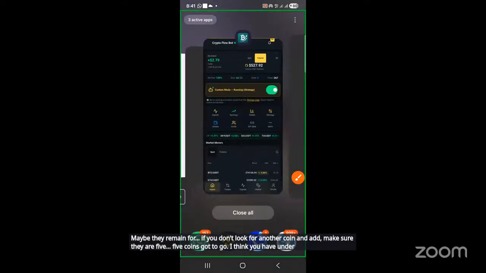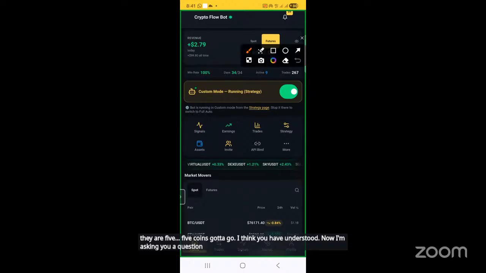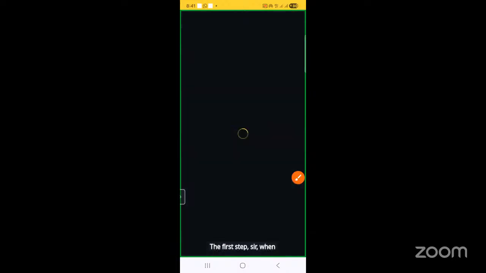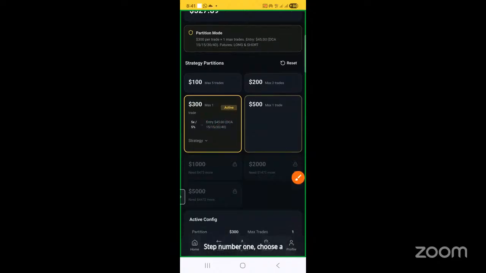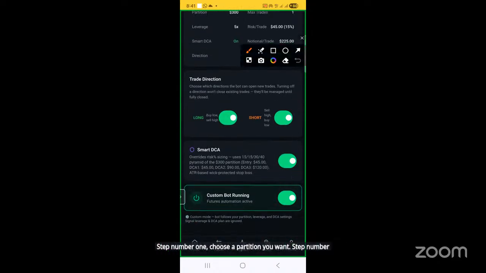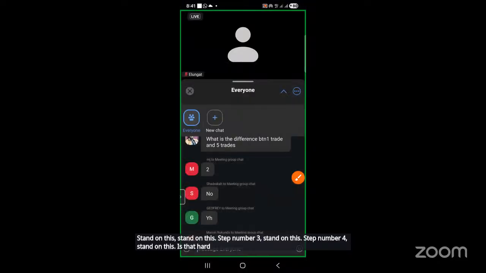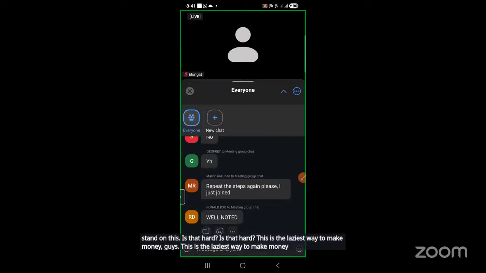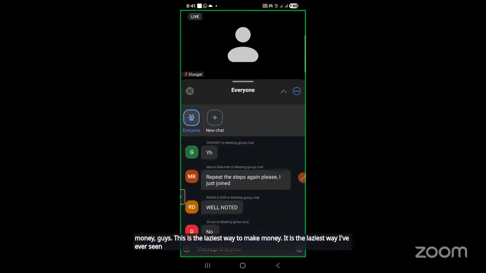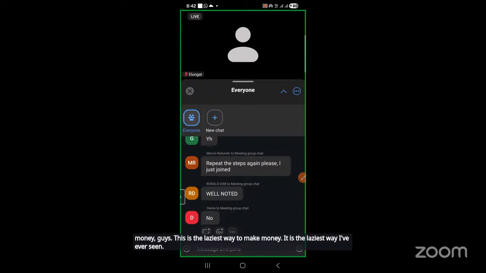Now I'm asking a question. Are the 4 steps hard when you come to strategy? Step number 1, choose a partition you want. Step number 2, turn on this, turn on this. Step number 3, turn on this. Step number 4, turn on this. Is that hard? This is the laziest way to make money, guys. It is the laziest way I've ever seen.